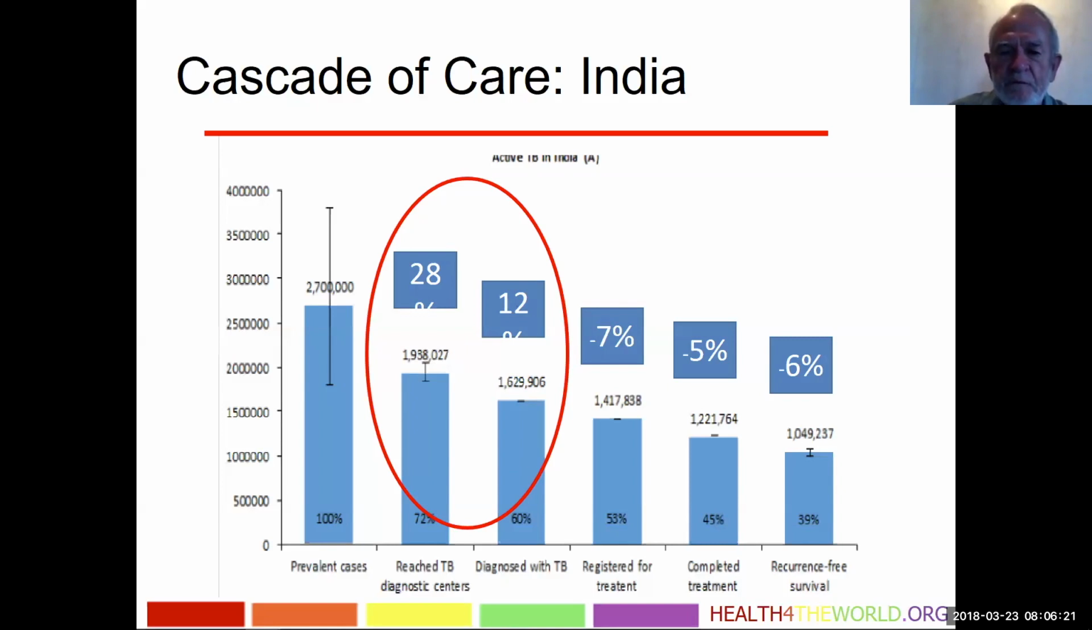Of those who are registered for treatment, 45% complete treatment, and 39% have a recurrence-free survival. This is 1 year after completion of treatment. So what you see there is that of the total number of cases each year, based on this assessment, only 39% were actually treated successfully.